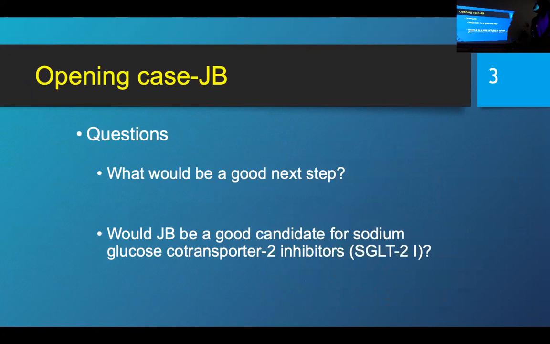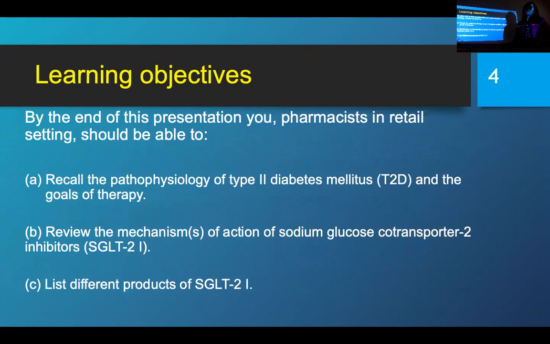We would like to come up with a better plan for her treatment. What would be a good next step for her treatment plan? And also, would she be a good candidate for the SGLT2 inhibitors? Now, let's switch gears and go back to the presentation.